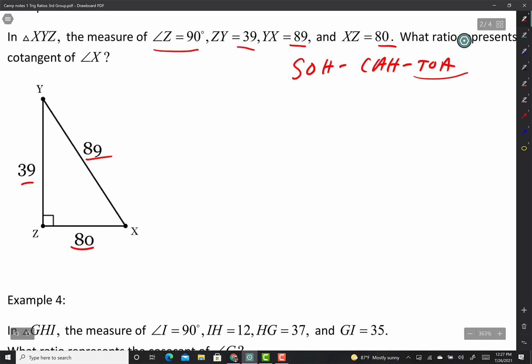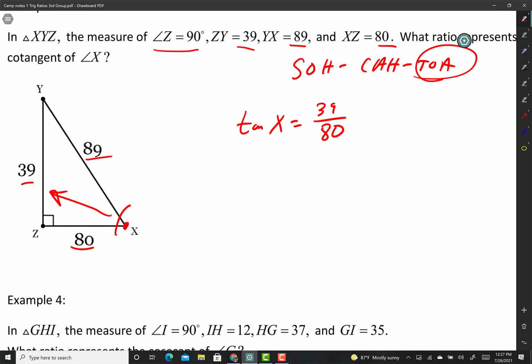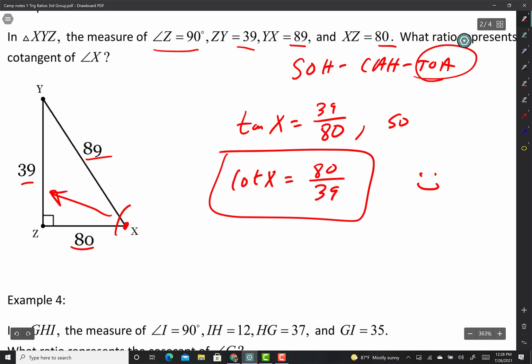So first I'm going to find tangent, because tangent and cotangent are reciprocals of each other. So I'm going to write tangent of X is equal to, here's X, tangent is opposite over adjacent, so 39 over 80. That's not the answer. So now I want cotangent. So cotangent of X is equal to 80 over 39. And it really is that simple, guys.